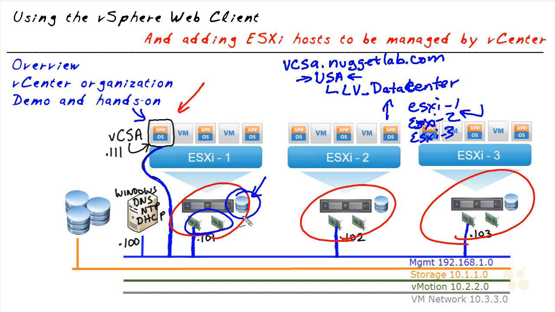So what we get to do right now is we'll go ahead and do a live demonstration to connect to the vCenter server appliance from our Windows machine. And then we'll create this organizational structure, and then we'll bring in the ESXi hosts into vCenter so that they can be centrally managed by our vCenter server.